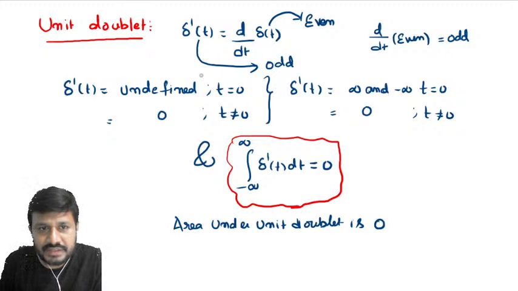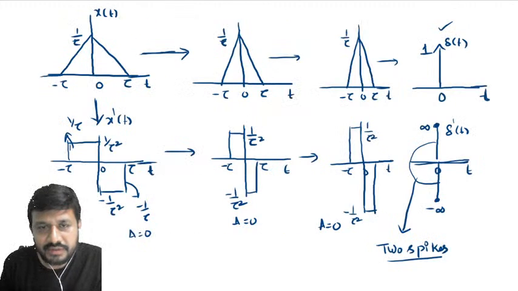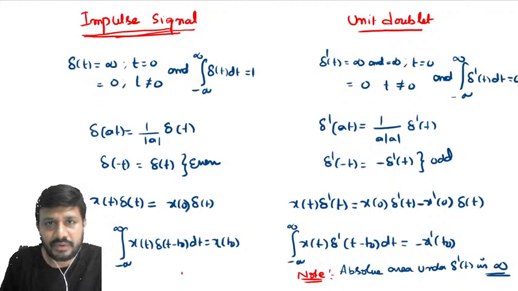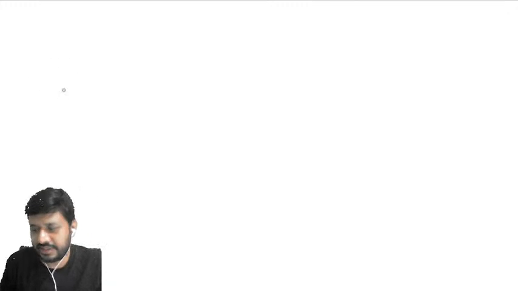Infinite and minus infinite, which is undefined value at t is equal to 0 and 0 for t not equal to 0, and unit doublet is an odd signal. Area under the odd signal is 0. Right. This much knowledge is enough regarding this unit doublet signal. So let's proceed to the next part, that is discrete time basic signals.